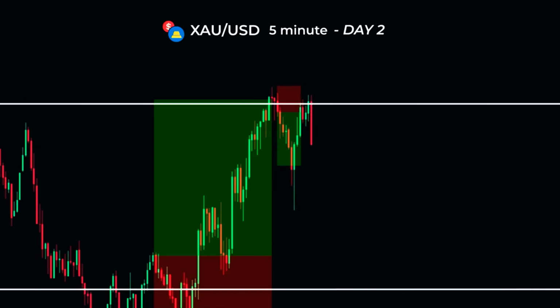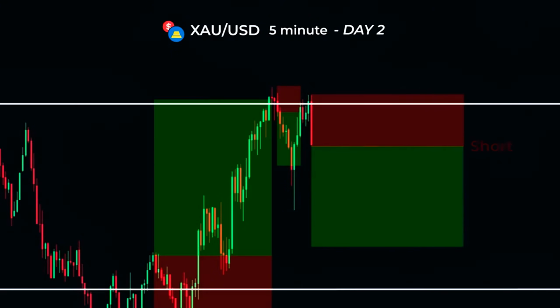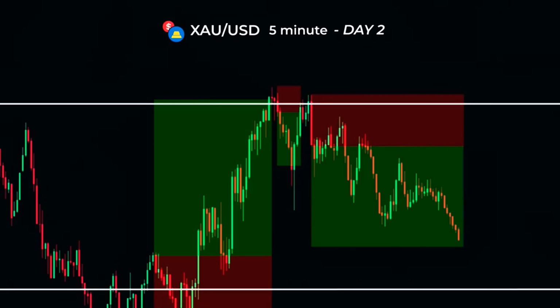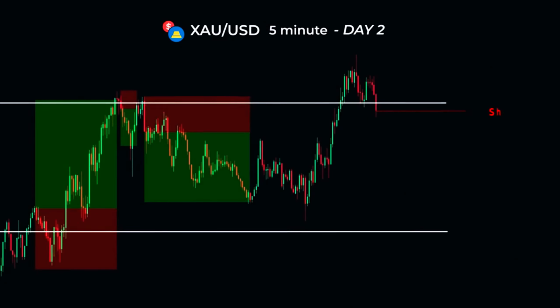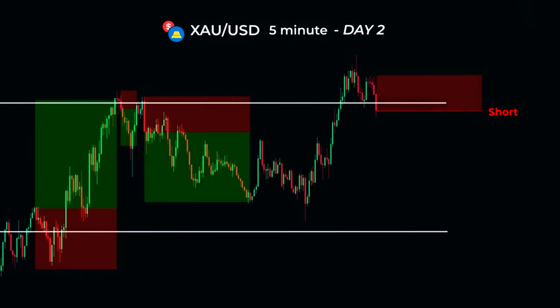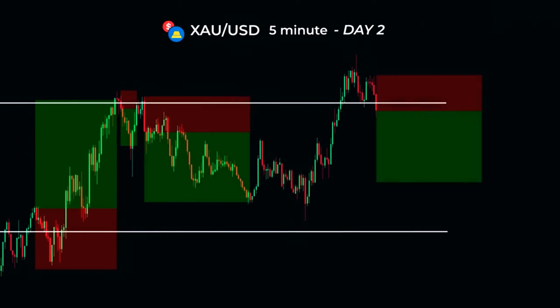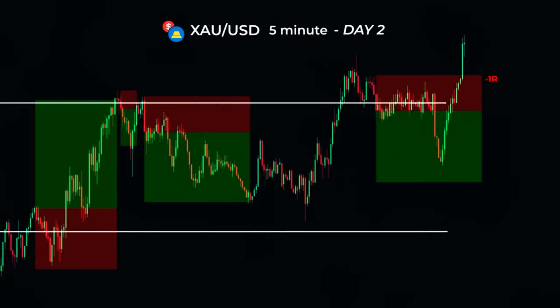Then price closed slightly above the range high and then closed back inside, another short setup. Stop loss at the highs, take profit at 2 times risk. Here, price hits the profit target, securing another 2R gain. After some time, price gave another short setup. We place our stop loss at the highs, take profit at 2 times risk. This time, price hit the stop loss, so that's a 1R loss.